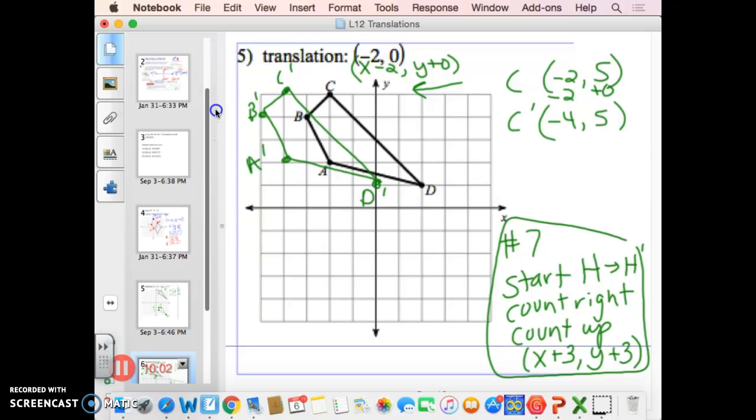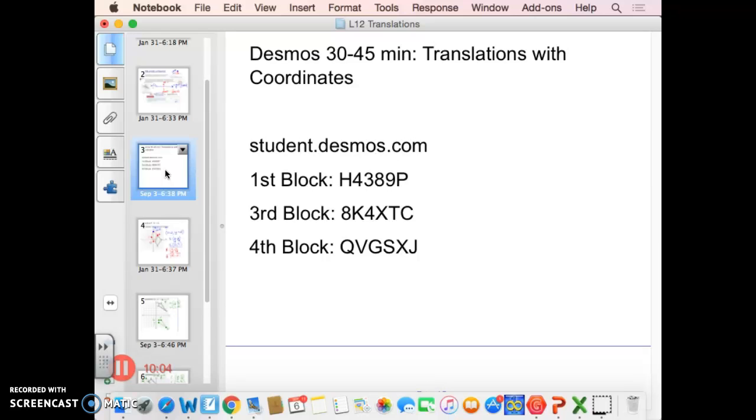All right. So what you're responsible for today is to do your Desmos activity. This is an assignment, so you want to go to student.desmos.com, and depending on which block, this is the code you type in. All right, remember, you continue without signing in, and then it'll prompt you to put in a code. Make sure you put in your first name and your last initial when you do the Desmos activity.